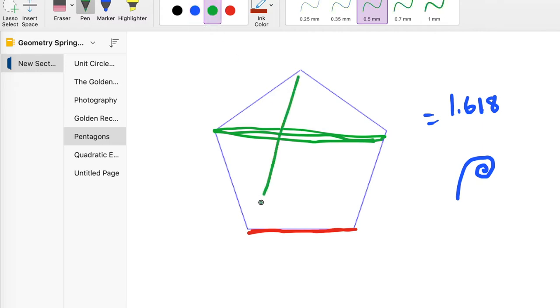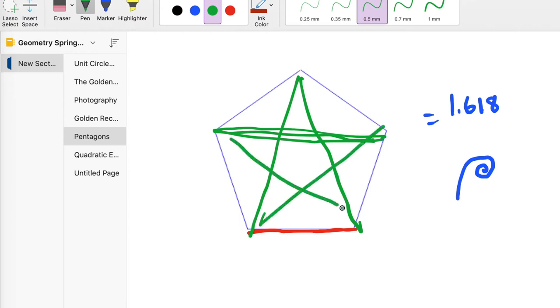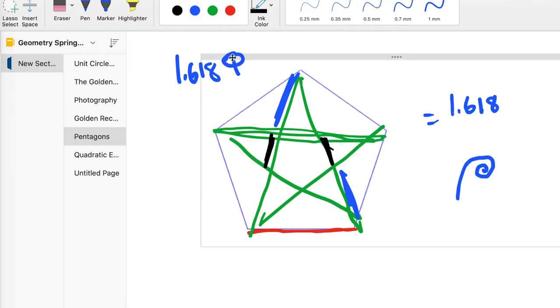Now, if we make it into a pentagram, what we end up with is another place where we see the number phi. This blue side divided by this side, so we see that in different places, right? Like here, divided by this piece. Those will also give you the proportions of phi, or the golden number.